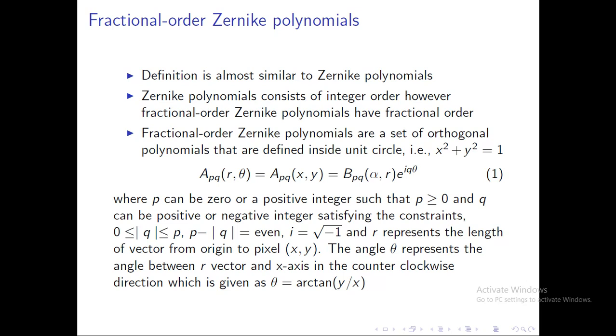Here p can be 0 or a positive integer such that p should be greater than or equal to 0, and q can be a positive or negative integer satisfying the constraints: mod of q lies between 0 and p, and p minus mod q should be even. i is root minus 1, and r represents the length of the vector from the origin to pixel (x, y). The angle theta represents the angle between the r vector and the x-axis in the counterclockwise direction, which is given as tan inverse of y by x.